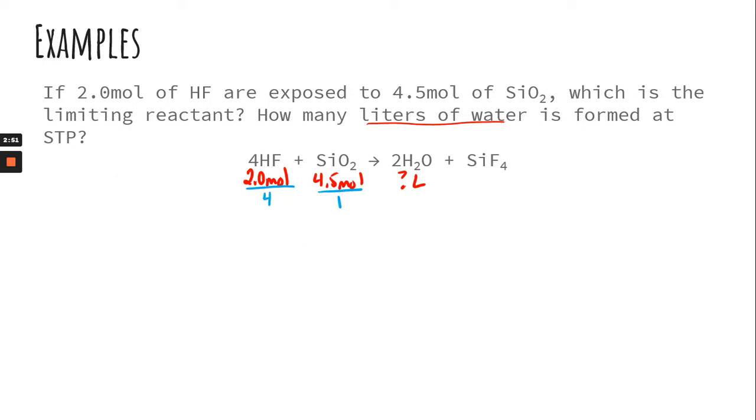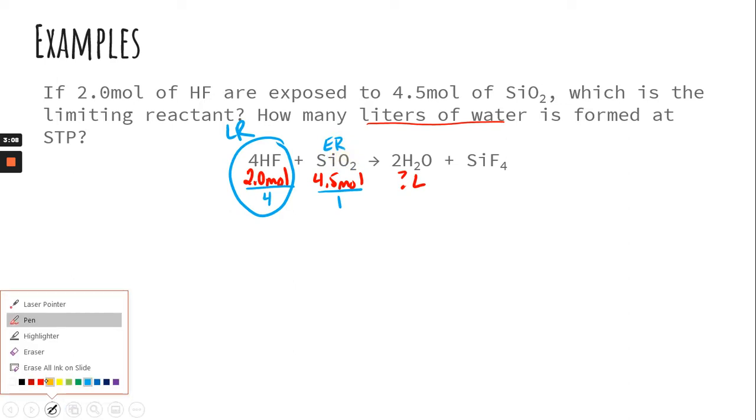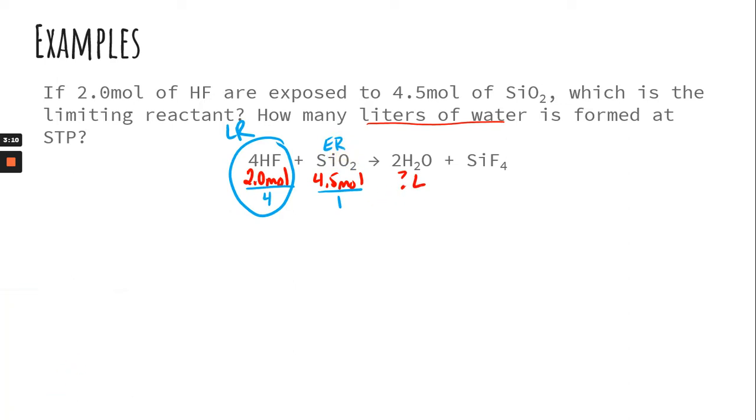So whichever is the smallest is the limiting reactant. Well, 2 divided by 4 is going to be smaller than 4.5 divided by 1. So HF is your limiting reactant and silicon dioxide would be your excess reactant. So then to solve the actual problem of the volume of water produced, you would start with your limiting reactant and go through the steps of stoichiometry.